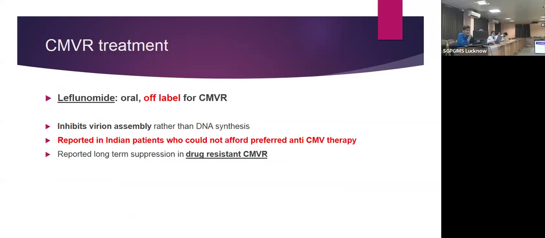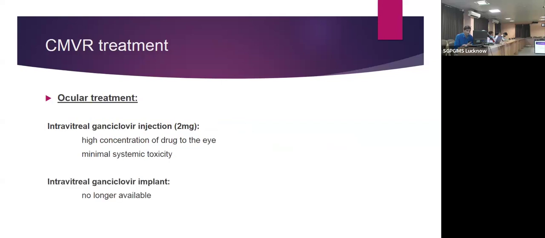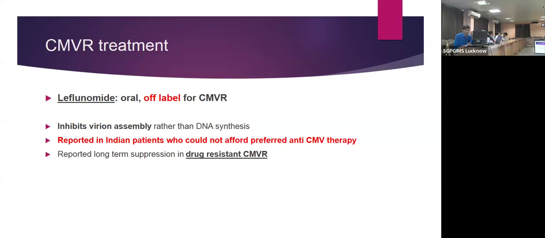Leflunomide is off-label at present, and it does not attack the viral genome. It inhibits virus assembly, and this inhibition leads to non-infective, non-active particles of virus being generated. It is used off-label in Indian patients because it is much cheaper than the earlier drugs, and long-term suppression is reported in drug-resistant cases, which also respond well to this drug. But there is no trial available, just a few cases reported from India. So we have to wait for this drug.